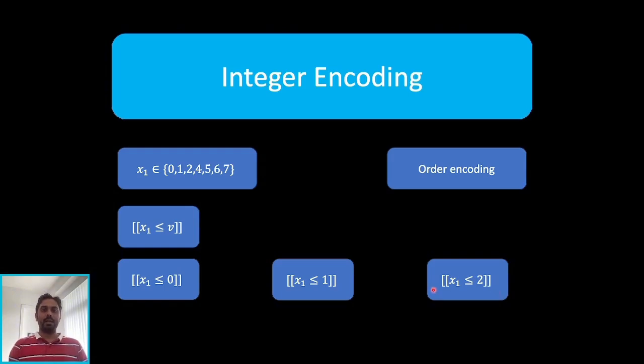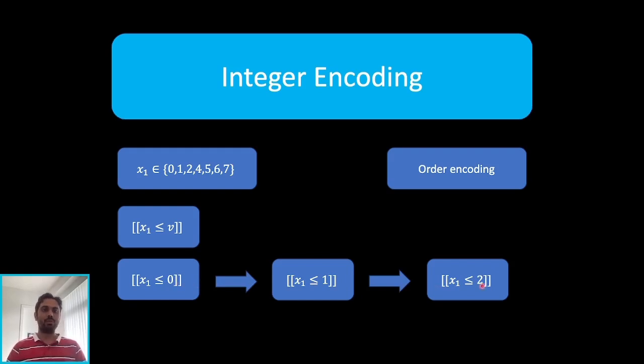Obviously there are some implication chains for these Boolean variables. For example, if x1 is less than or equal to 0, that also implies that x1 is less than or equal to 1. And x1 less than or equal to 1 would imply that x1 is less than or equal to 2. So this is a standard implication chain.